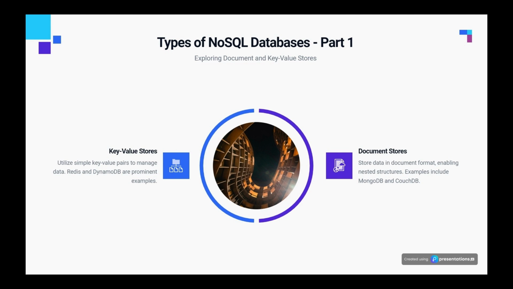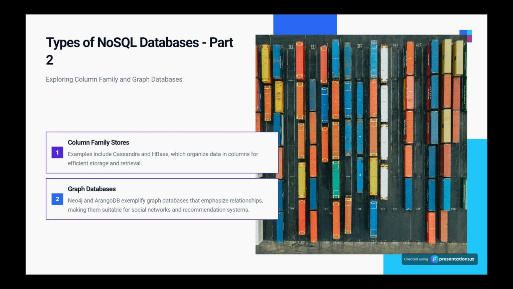So now we'll see the types of NoSQL database. First is key value stores. It utilizes simple key value pairs to manage data. Redis and DynamoDB are prominent examples of this. Then we have document stores. It stores data in document format, which enables nested structures. Its examples are MongoDB and CouchDB.